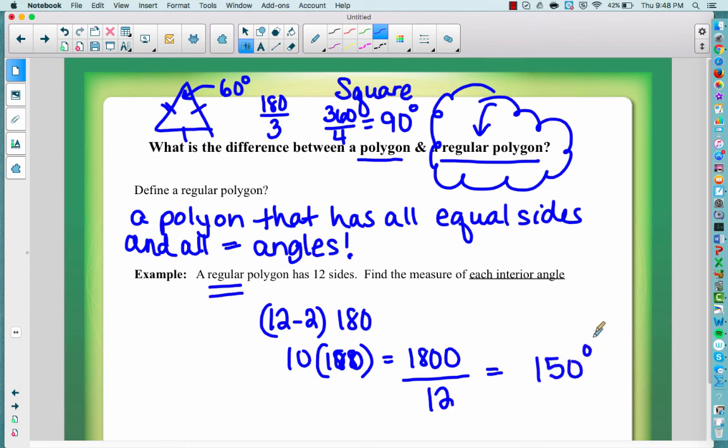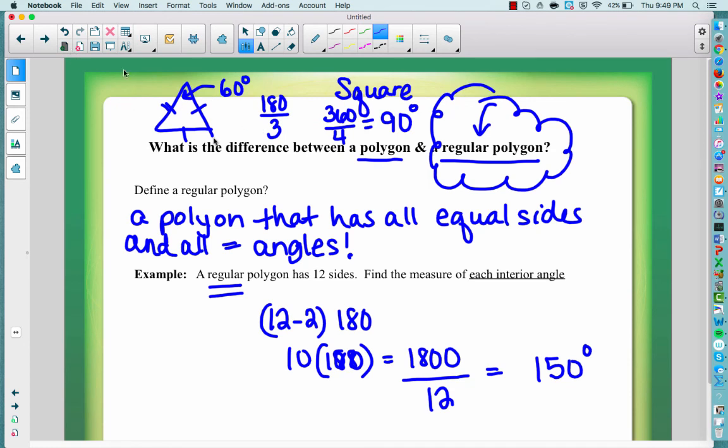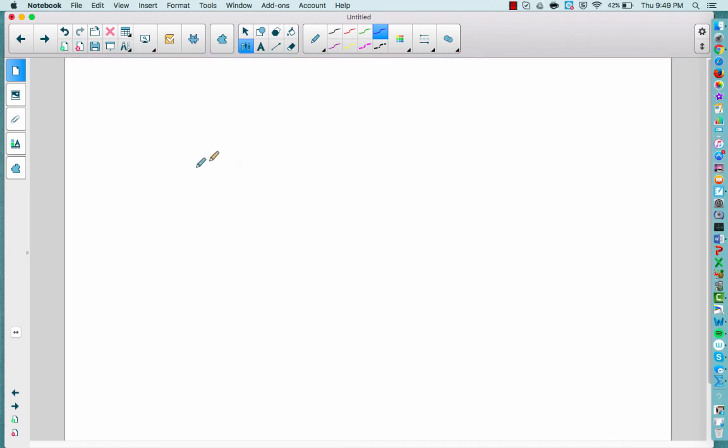So 150 degrees. A 12-sided polygon is going to have angle measures that are 150 degrees. Okay, that's one way of doing it. One thing I really want you to understand, though, is that if I have a regular polygon, or actually any polygon, and I pick one vertex, like this, so there's one vertex.